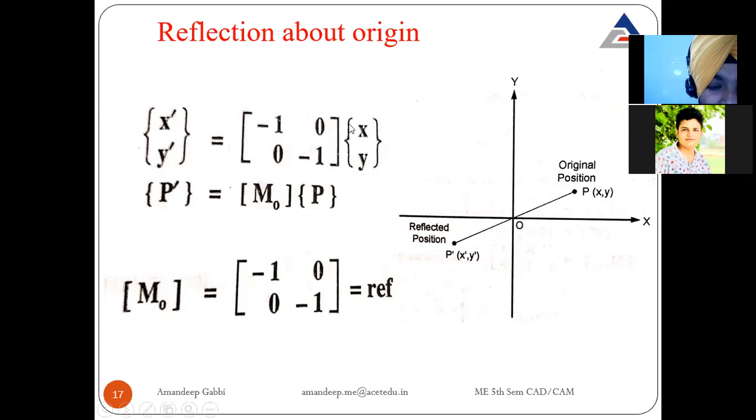Minus sign in both x and y: -1 into x gives minus x, and -1 into y gives minus y. If it already has a minus, then -1 times -2 gives +2. So this is how a matrix is used for reflection about origin.